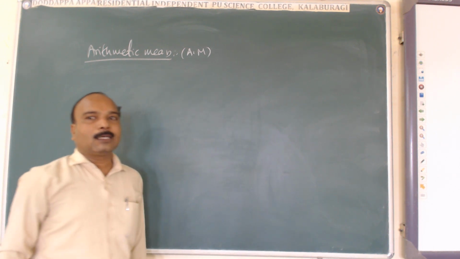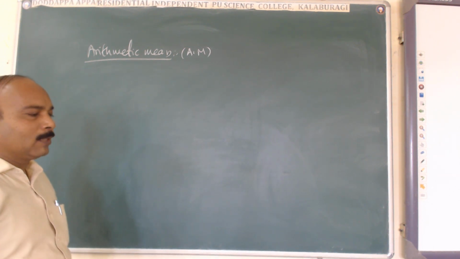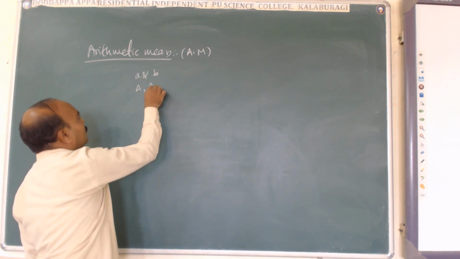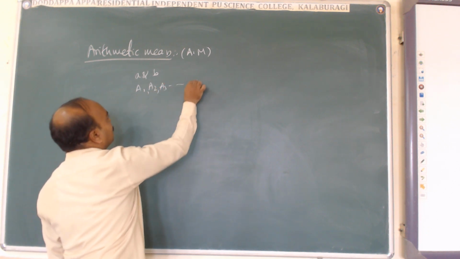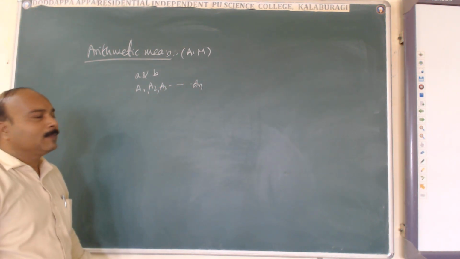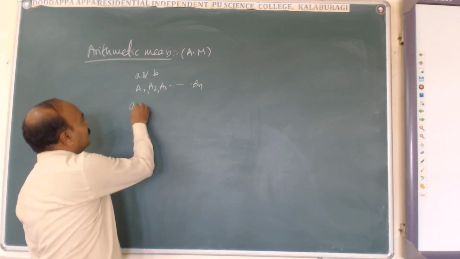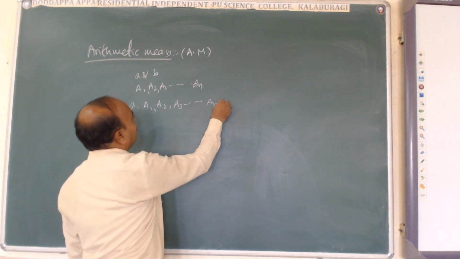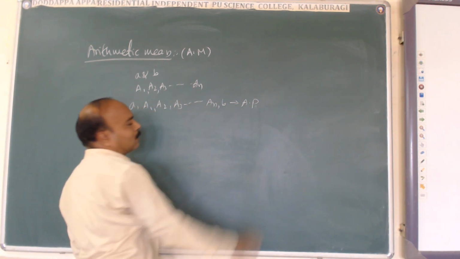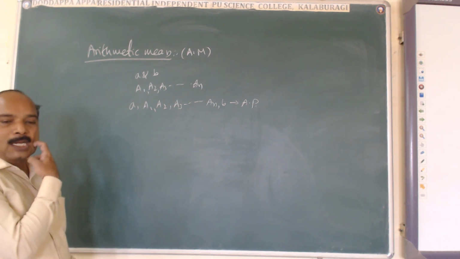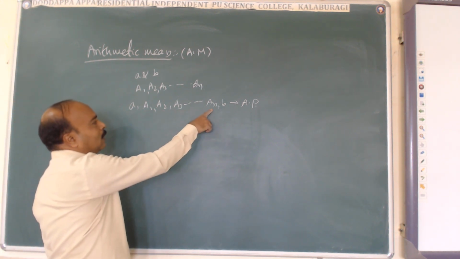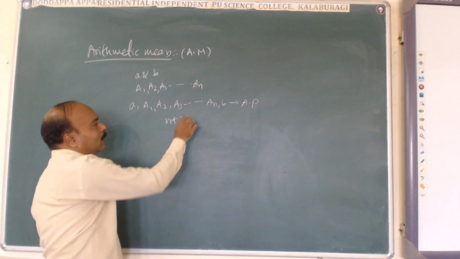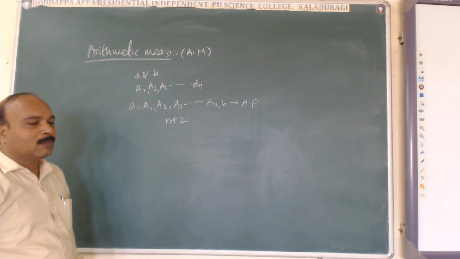Suppose we want to insert more than one arithmetic mean between the integers. Suppose you are given a and b, two integers, and if we want to insert a1, a2, a3, up to an, n number of arithmetic means between these two, then automatically a, a1, a2, a3, up to an and b are in arithmetic progression. Including the first term and last term we are getting totally n plus 2 terms. Total number of terms equal to n plus 2 here.